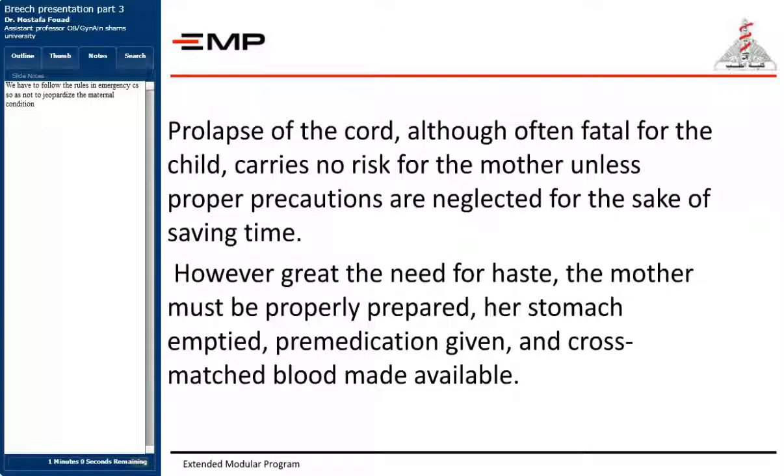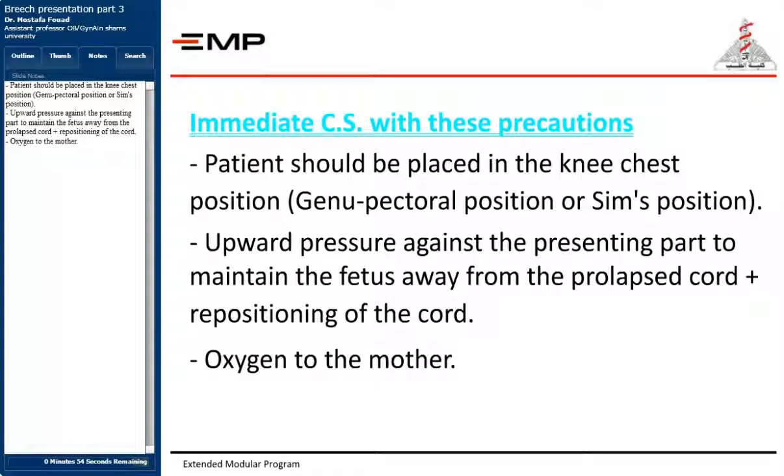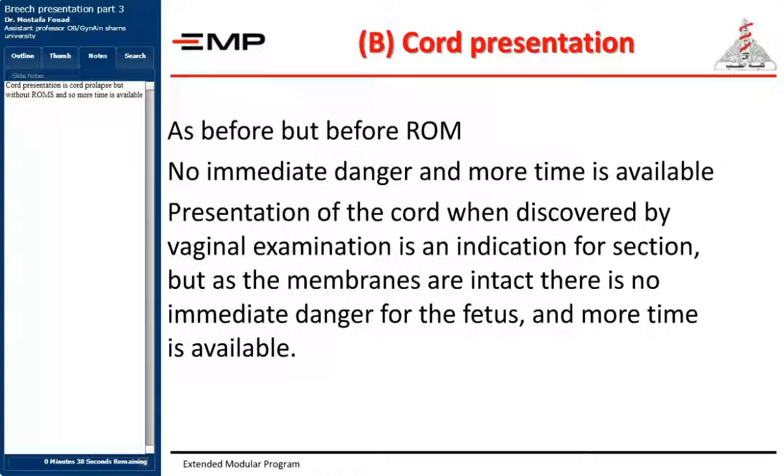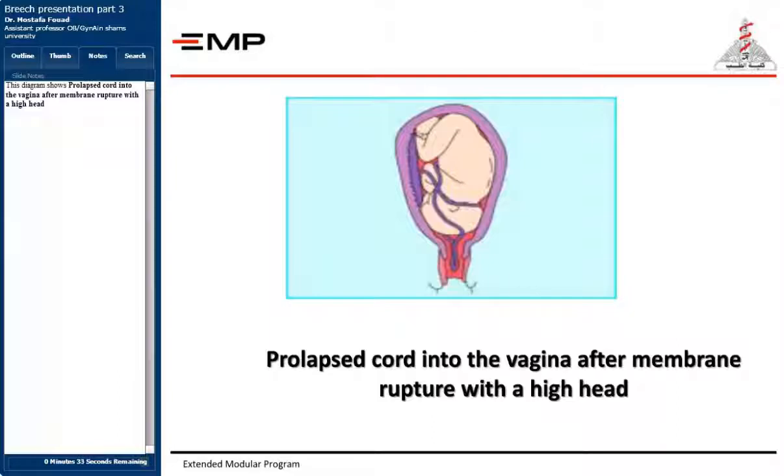We have to follow the rules in emergency CS so as not to jeopardize the maternal condition. The patient should be placed in the knee-chest position, genipectoral position or Sims position. Apply upward pressure against the presenting part to keep the fetus away from the prolapsed cord and reposition the cord. Give oxygen to the mother. Cord presentation is cord prolapse but without ROM, and so more time is available. This diagram shows prolapsed cord into the vagina after membrane rupture with a high head.